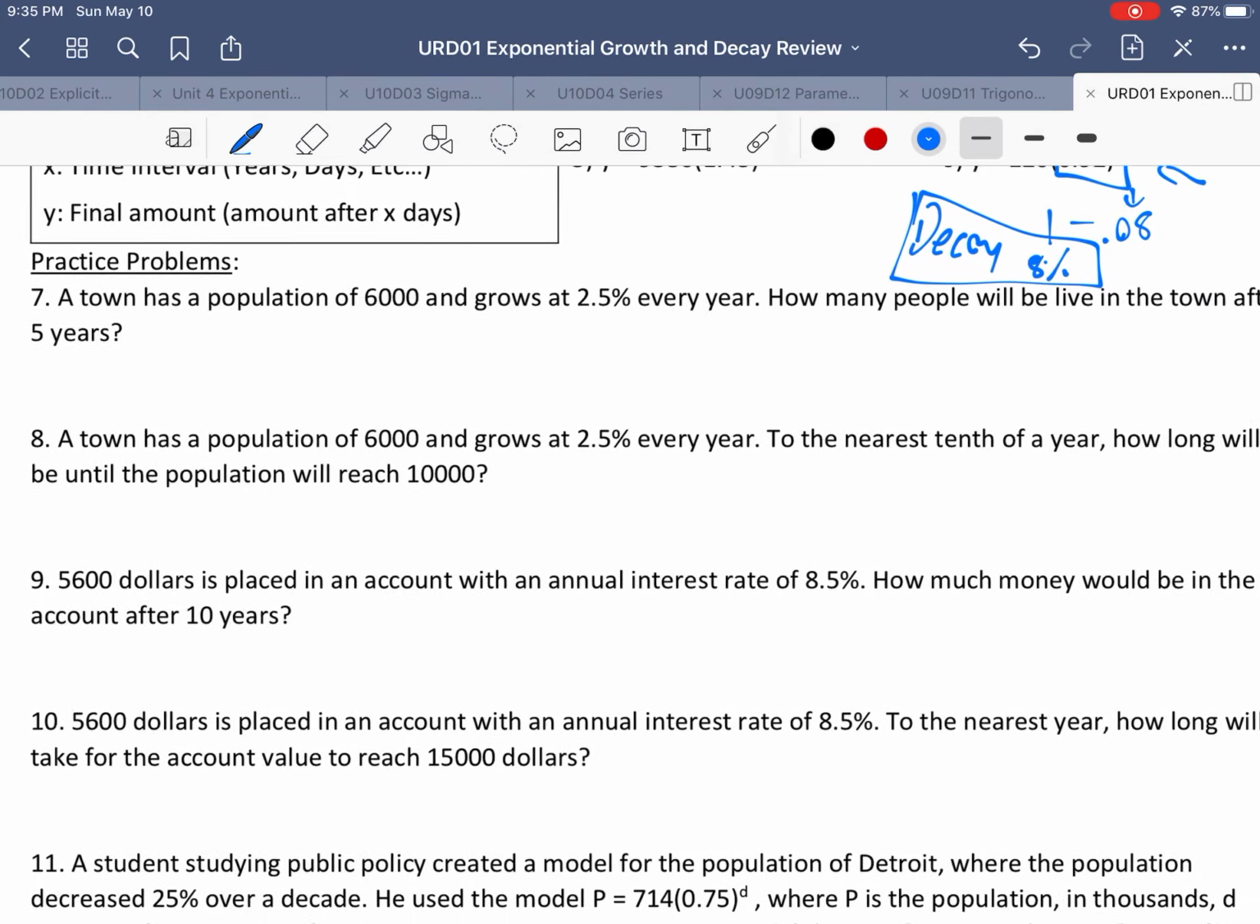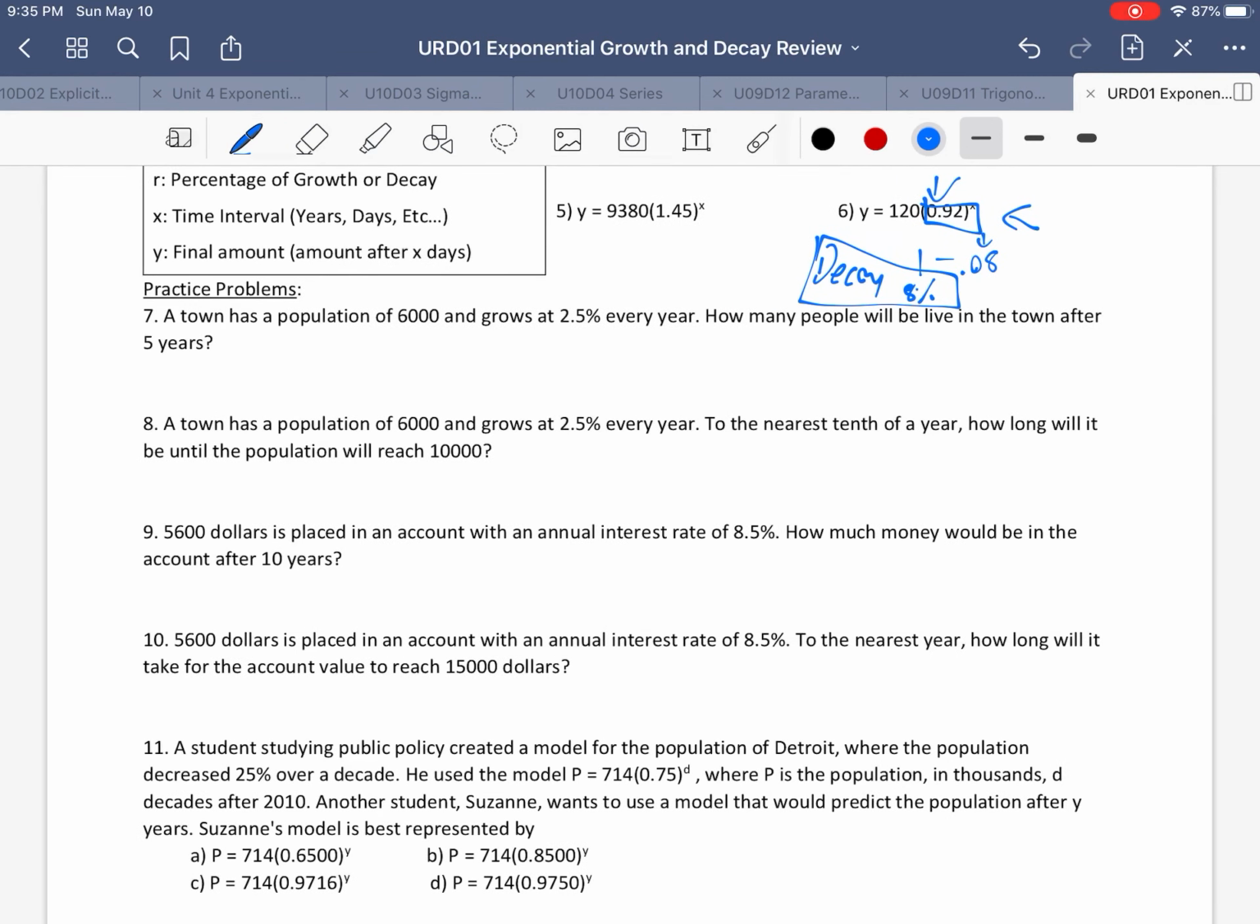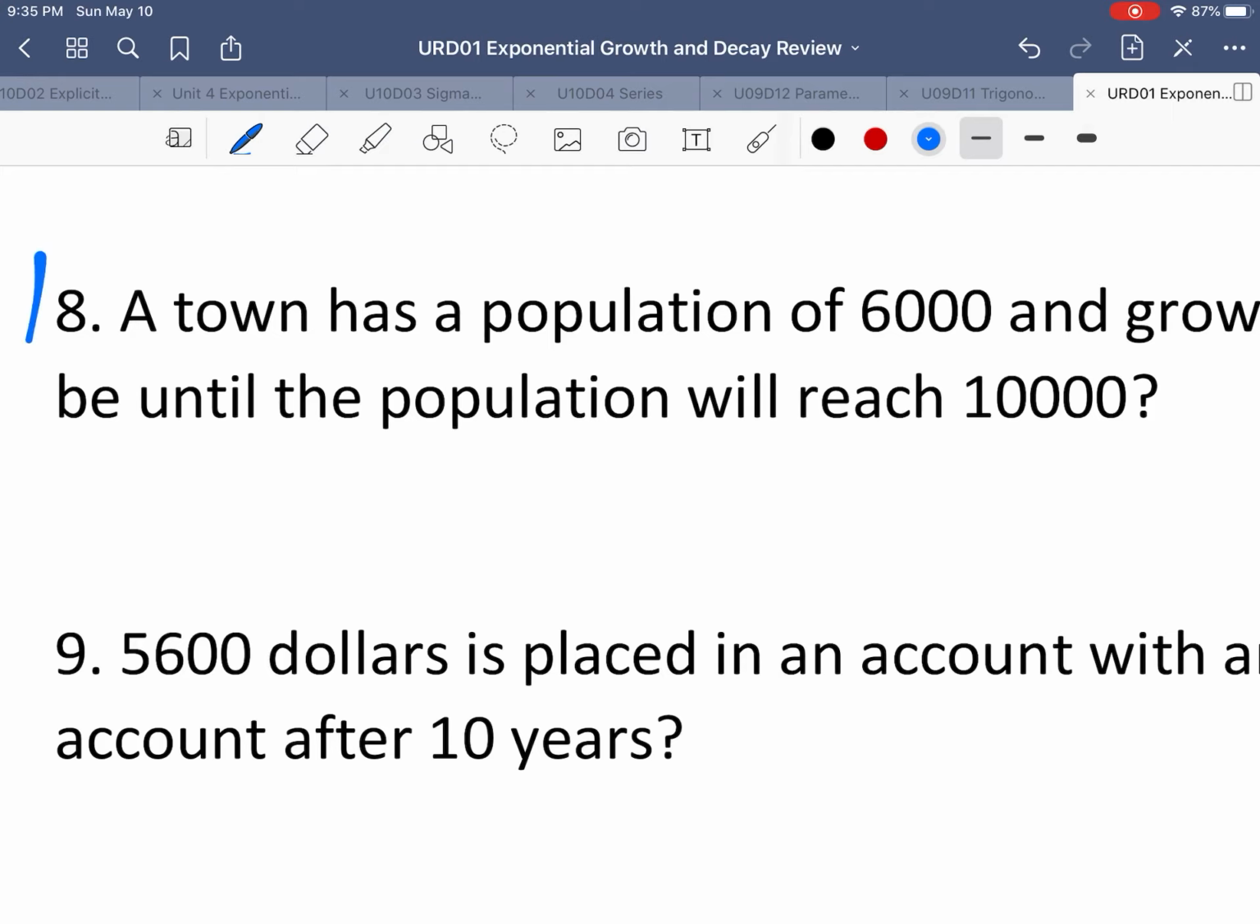Next, we're going to take a look at some word problems. These are similar to the ones you would have done on Delta Math. So I actually won't be spending too much time on them. I'm just going to do problems 8 and 11 on this side, and then we'll take a look at the back. So problem 8.